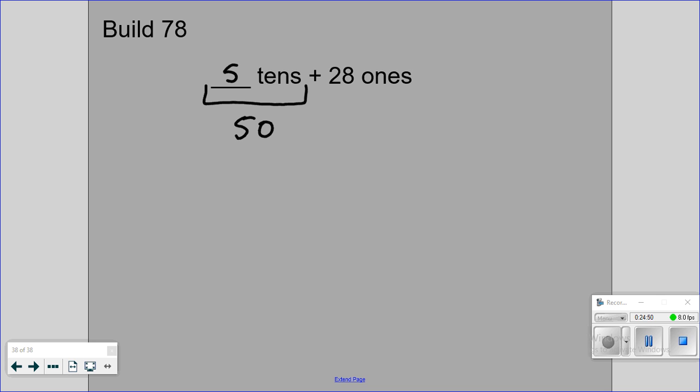50. Why is it not 50 tens? It's such a big number. Can you imagine 50 10 rods? That's a huge number. Do you need 50 10 rods? No. You only need 5 10 rods. 5 tens plus 28 ones gives us 78.